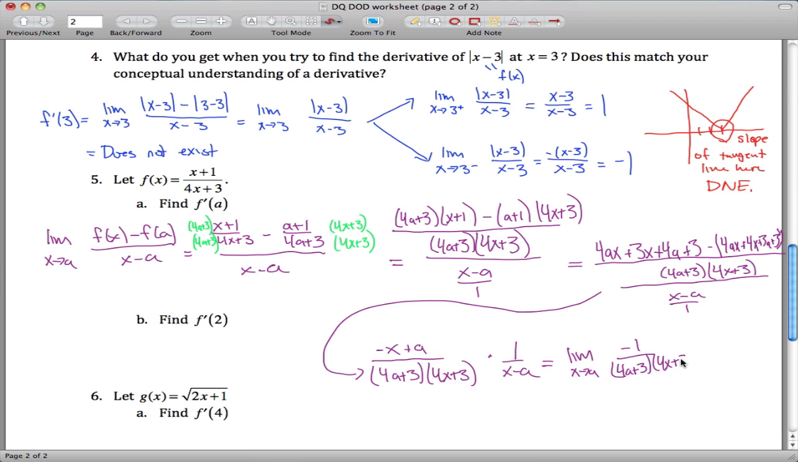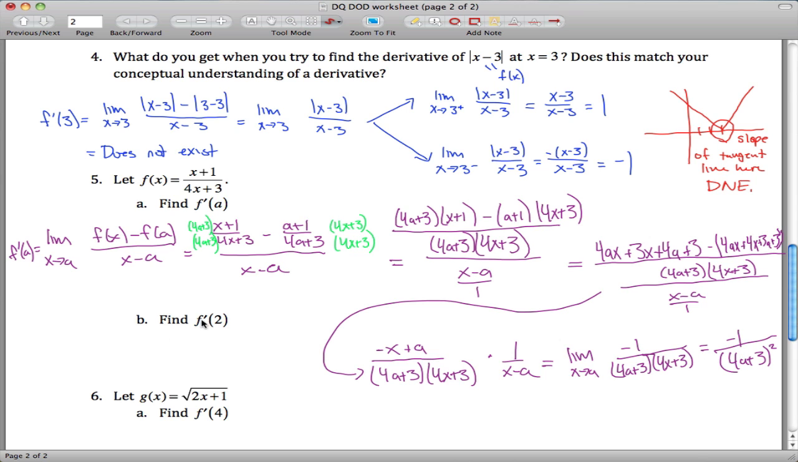That's 4x plus 3. This is a limit we can evaluate. As x gets close to a, this x turns into an a, and we get 4a plus 3 squared. 4a plus 3 times 4a plus 3. So this huge mess right here gives me f prime of a. This is really helpful. This is a good thing.